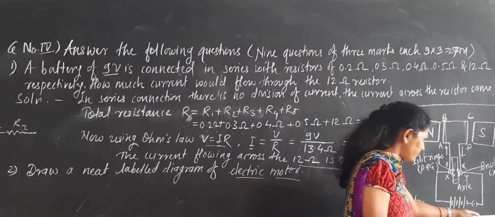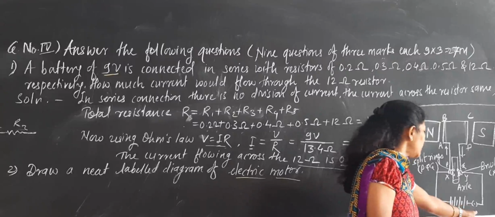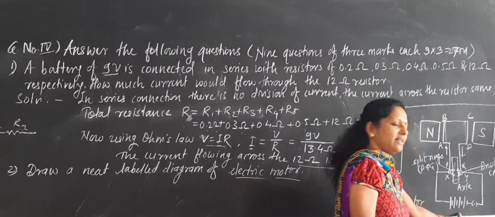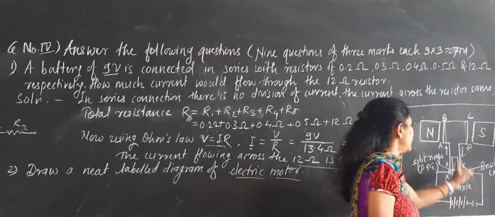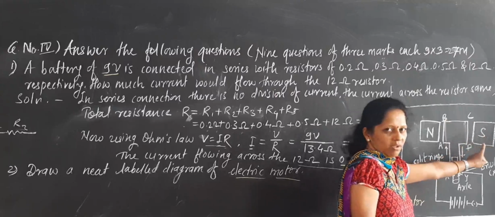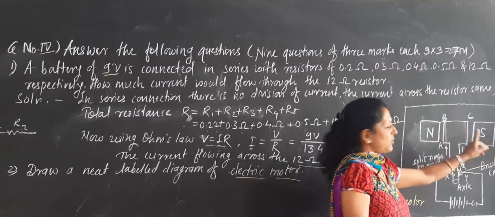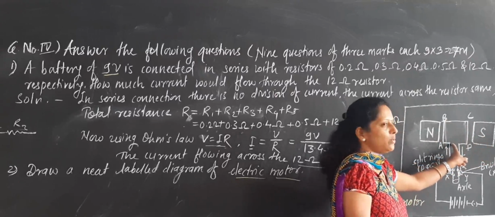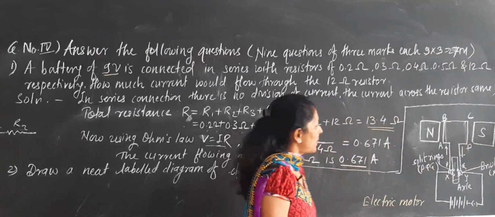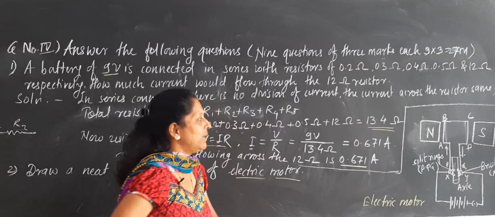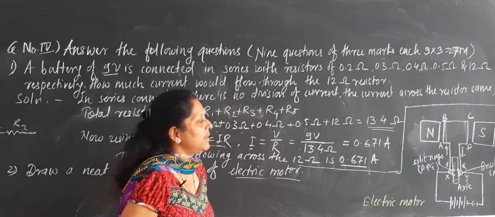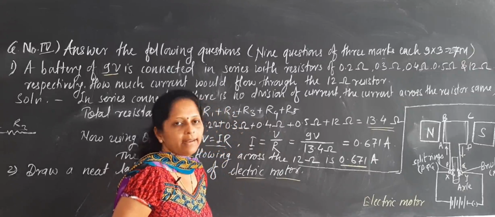Here there is a key which opens and closes the circuit, and also a battery and connecting wires. You should also show the north and south poles of the magnets. We use 2 magnets, and in between them the copper wire, the wound coil, which we call ABCD, and the split rings. So this is about the electric motor.